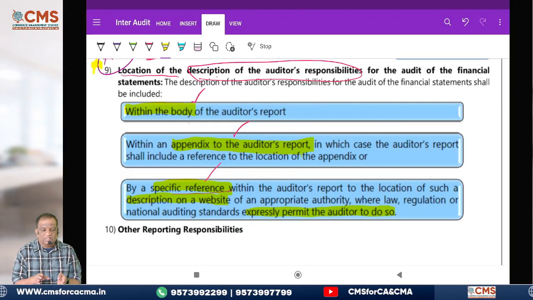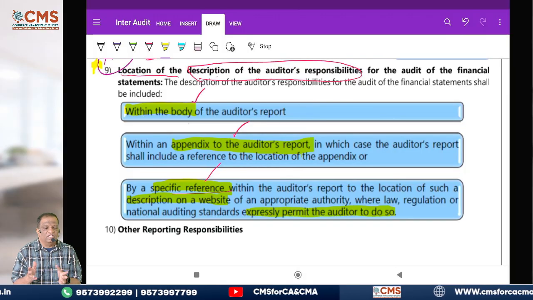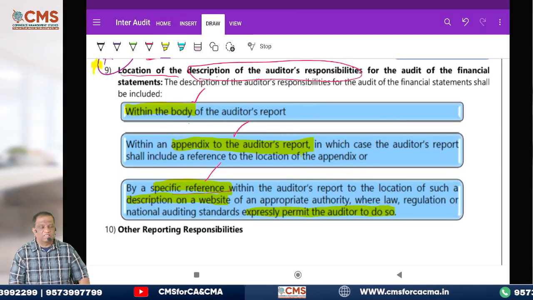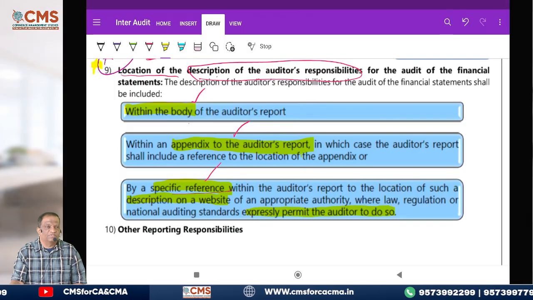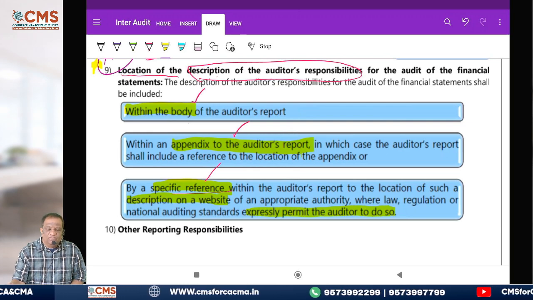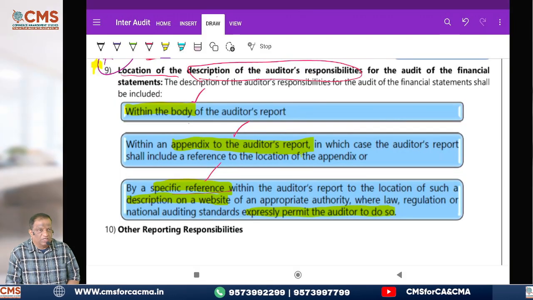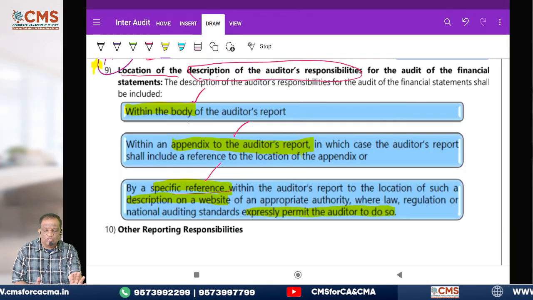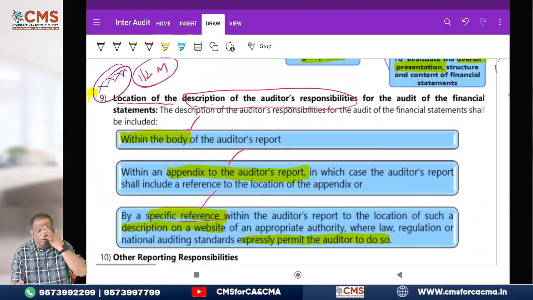There are three options. One is we can give it within the body of the auditor's report, like the paragraphs. If we feel that is too long and will deviate the reader's attention, then they can add it as an appendix to the auditor's report. And the last one: if it is already described on a website, like RBI, CAG, or any other specific authority, then the auditor would give a specific reference, instead of copying the contents from that website. To sum it up: within the body, as an annexure or appendix to the auditor's report, or reference to the website. This is the choice of the auditor, and depending on the situation, the auditor would take a professional judgment on whatever is appropriate. So this is about the location of auditor's responsibilities.